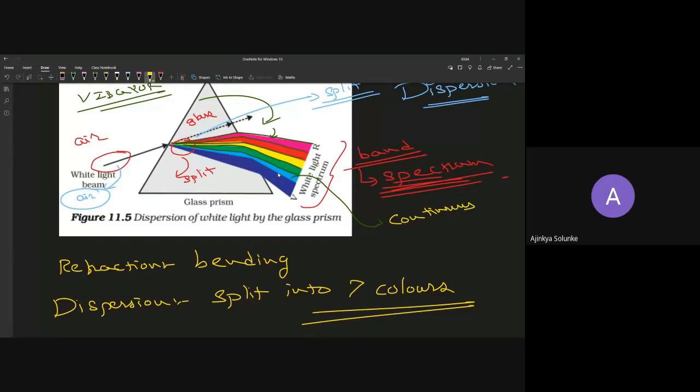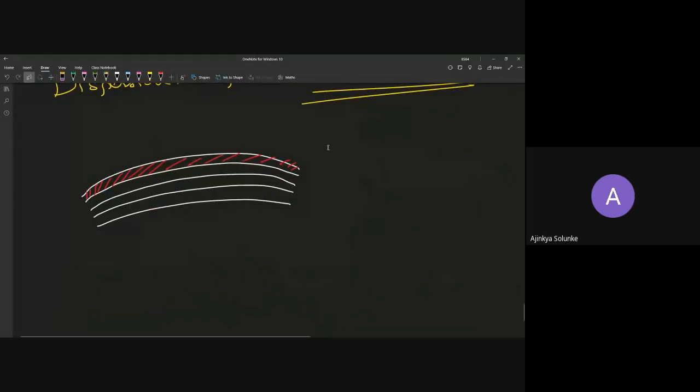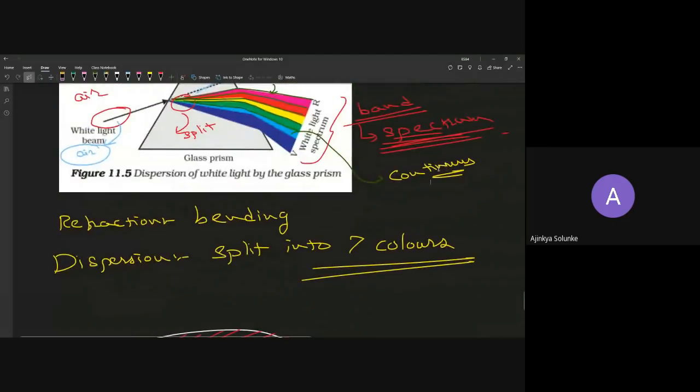It is continuous. It doesn't have borders. Like the one you used to draw in your childhood, that has nothing to do with our actual colors. So we have continuous colors. We do not have, let's say, borders as such.